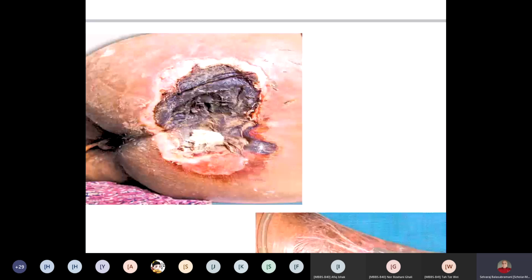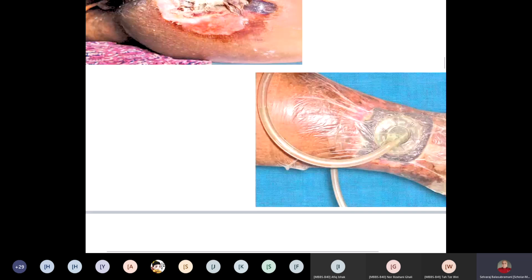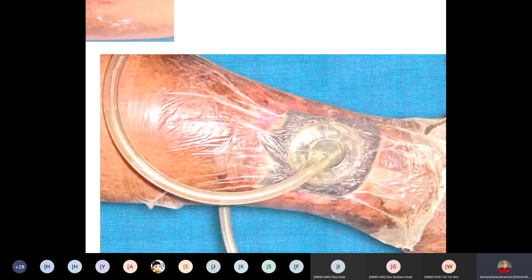Regarding the dressing, I told you this is a special type of dressing we do in any non-healing ulcer. Can any one of you tell me what this dressing is? Yes? Maybe in that book which I have shared with you they have not mentioned it. I could have shared my video itself with you regarding this. So this is what is called vacuum assisted closure or negative pressure wound therapy. Yeah, both are the same.